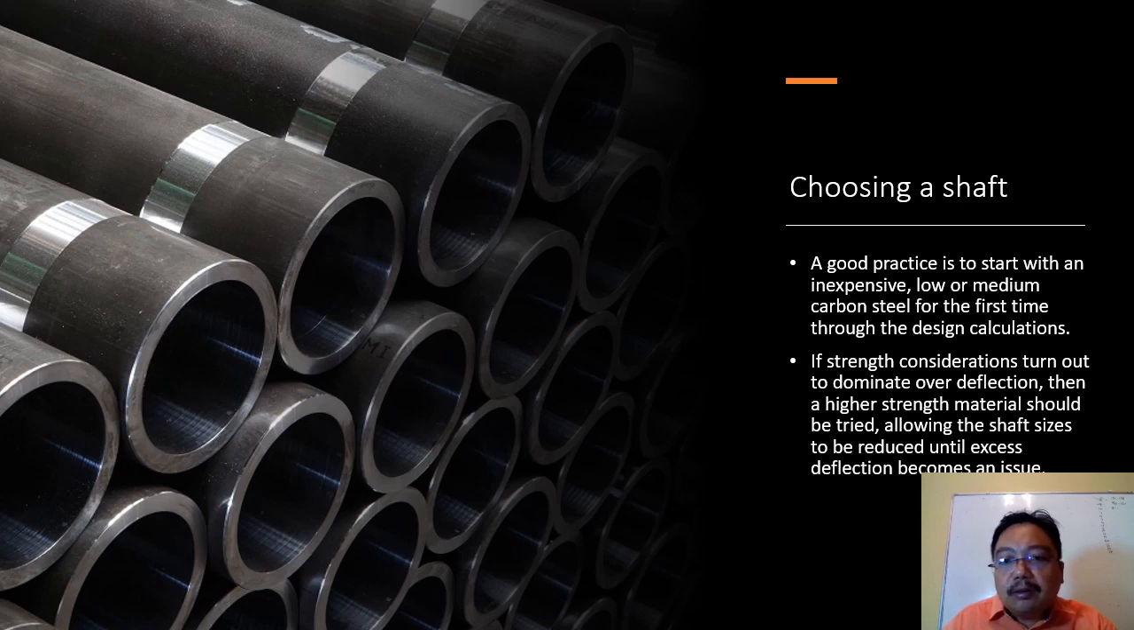So let's talk about choosing a shaft. Okay, it is a good practice to start with inexpensive low or medium carbon steel for the first time through design calculation. Okay, what does it mean? It means that whenever you calculate, use the low strength shaft first because you will get the result.